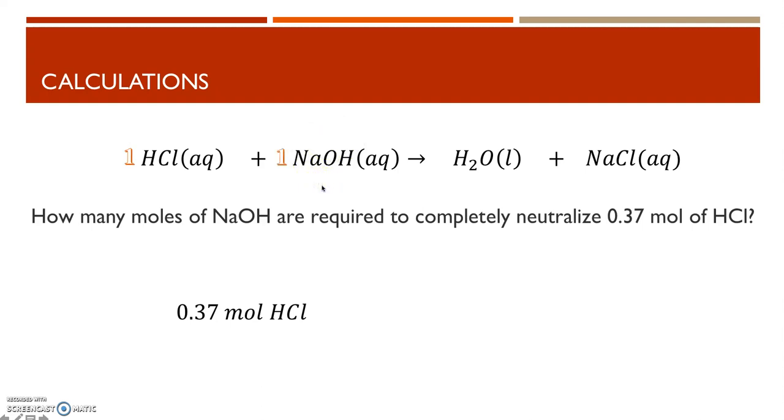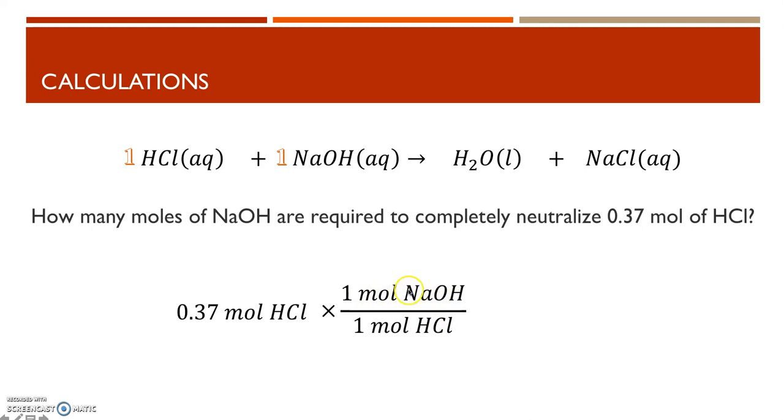You may notice that 1s are not usually explicit in balanced chemical equations, but they are there. And so what we can write is for every 1 molecule of HCl, we get 1 molecule of NaOH in this reaction, or 1 mole of HCl to 1 mole of NaOH. So if I'm trying to convert between HCl and NaOH, I'm going to use a conversion factor that allows me to cancel out my moles of HCl and give me moles of NaOH.